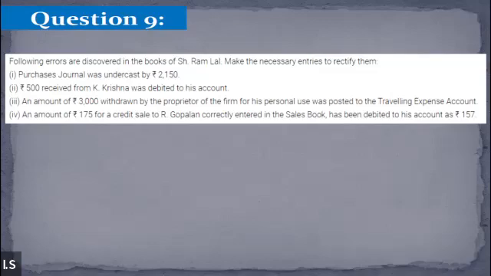Okay, tell me the first journal entry. So purchase account debit to suspense. Then cash account debit to Krishna account. Cash account debit to Krishna. I think this is incorrect. 500 received from Krishna was debited to his account.